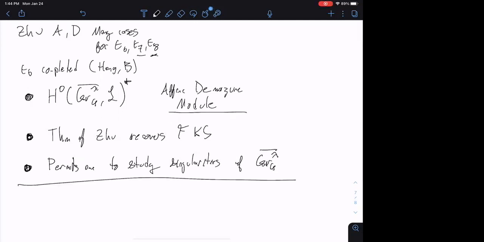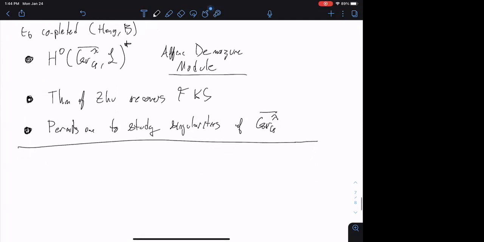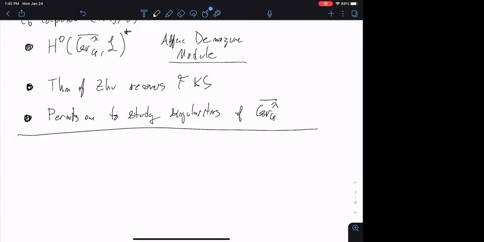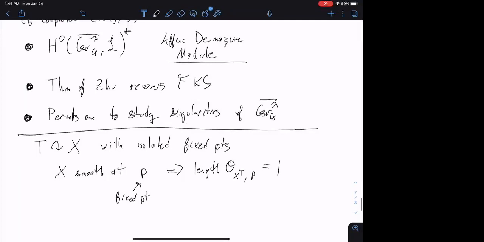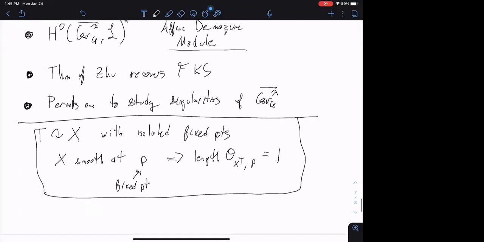So let me do an example of how this helps us study singularities. There's a short corollary that I should mention that helps with this. If I have a torus acting on X, some scheme or maybe variety, with isolated fixed points, then X is smooth at a fixed point P. This will imply that the length of the structure sheaf of the T-fixed subscheme supported at P is equal to 1. Okay, so this is just a quick result that I'll show how we use in an example.